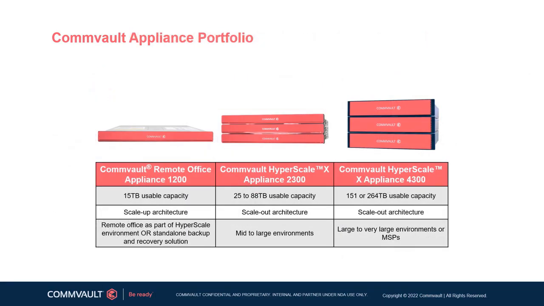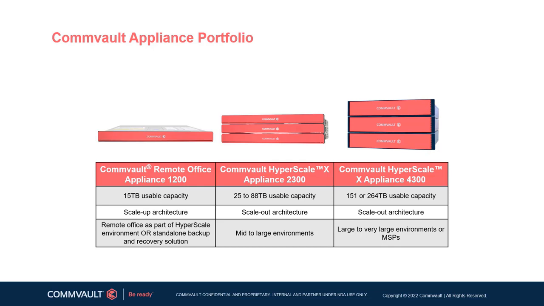At the time of writing this training, there are 3 different models of the Commvault appliance available. First, the Commvault Remote Office Appliance or RO1200, which offers remote and small offices flexible and streamlined backup and recovery through a scale-up infrastructure and available with 15 TB of usable capacity. Second, the Commvault Hyperscale X Appliance 2300 is ideal for enterprise environments requiring simple, easy-to-use solutions for data protection starting at 25 TB usable capacity.